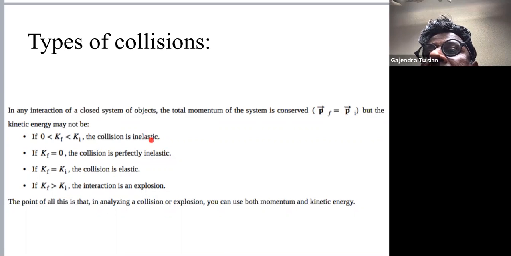Okay, so we'll look at various collisions. We'll look at inelastic and elastic collisions. So again, in all collisions, momentum is conserved, and if kinetic energy is conserved, then the collision is elastic. If kinetic energy is not conserved, then it's an inelastic collision.